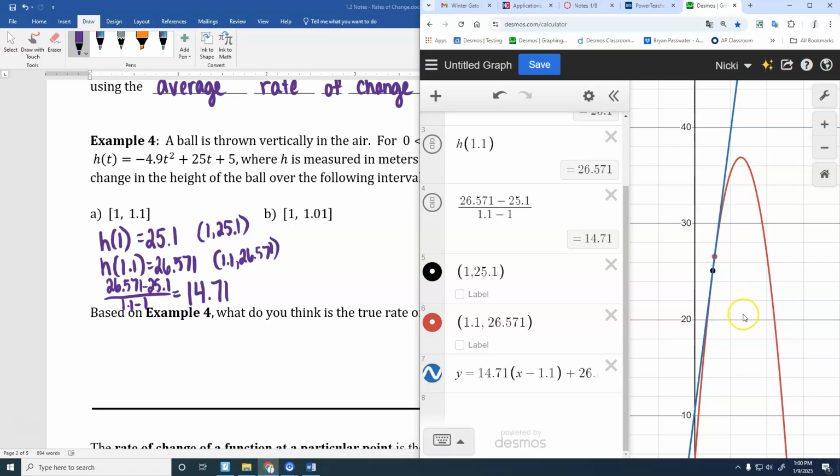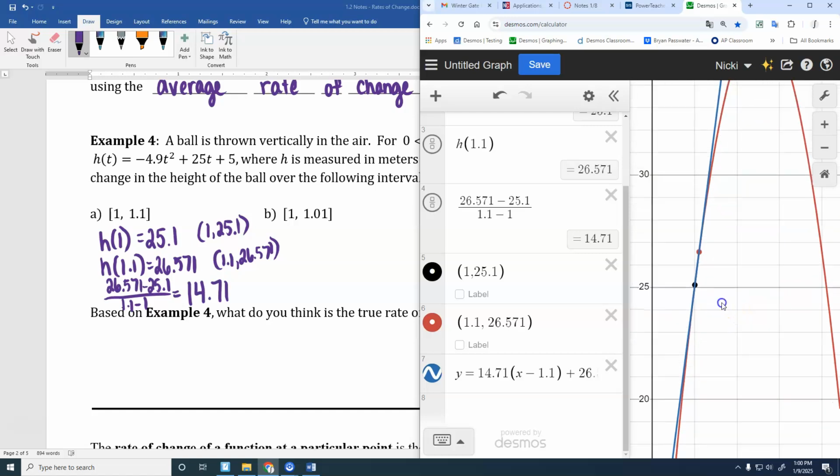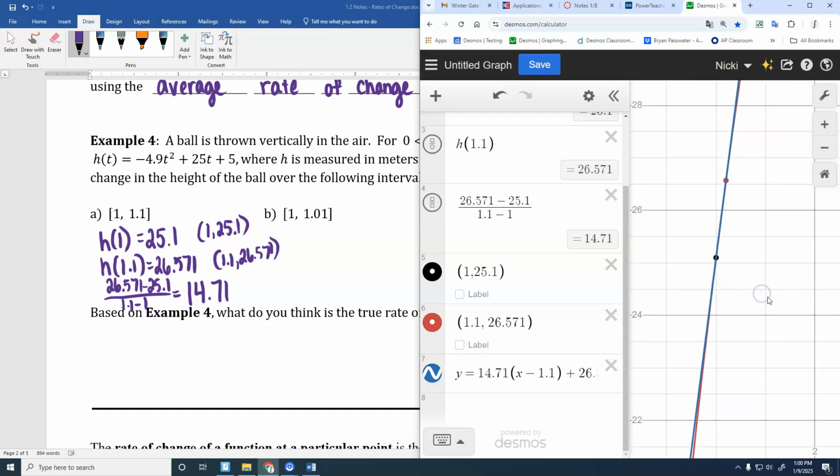What you'll notice is out here, it looks a lot different than the parabola, right? Like that line is definitely a straight line. The parabola curves. But if I get really close, I can barely tell any difference between the line and the parabola, right? They're really close. Now, what I can do is I could get even closer. Like, if I get a smaller interval, I'm going to be even closer to that instantaneous rate of change.